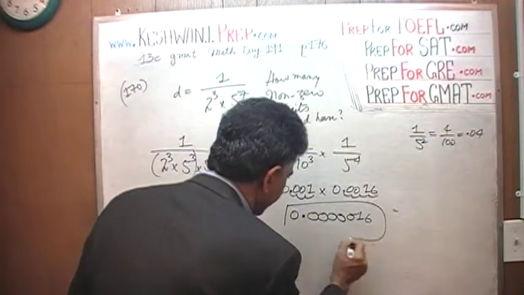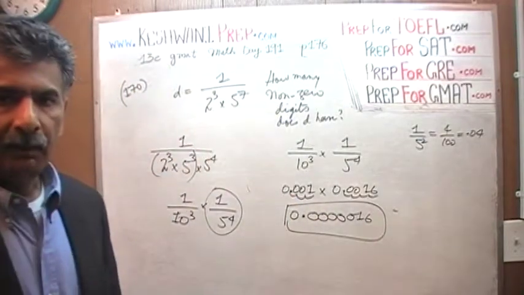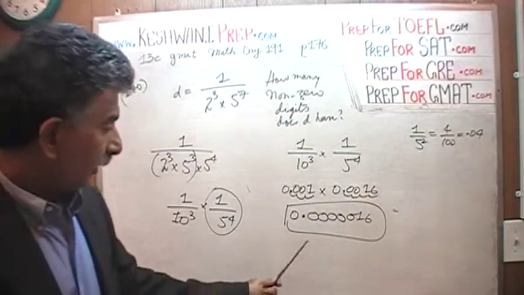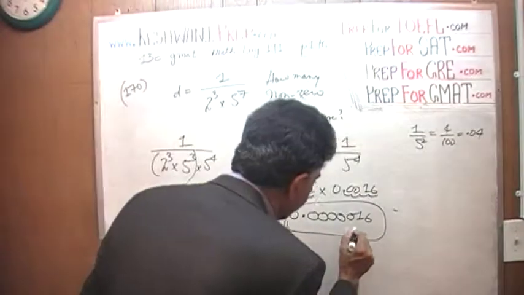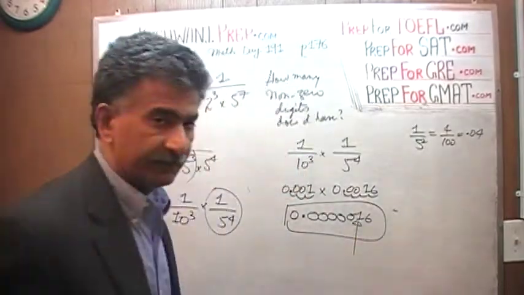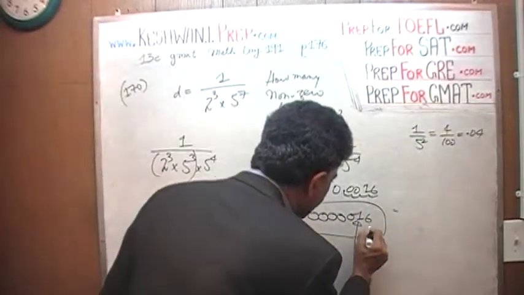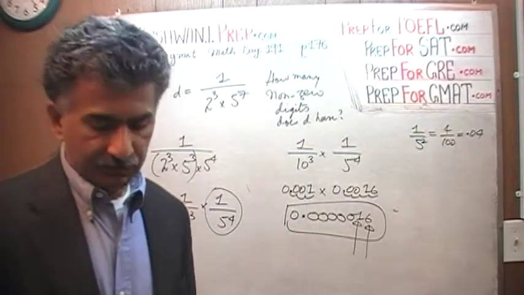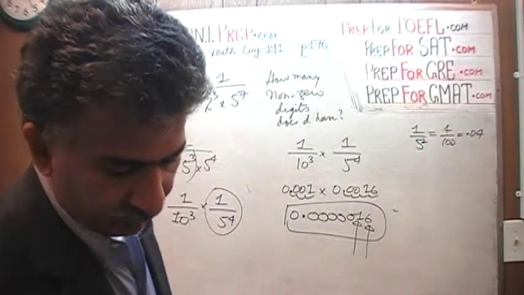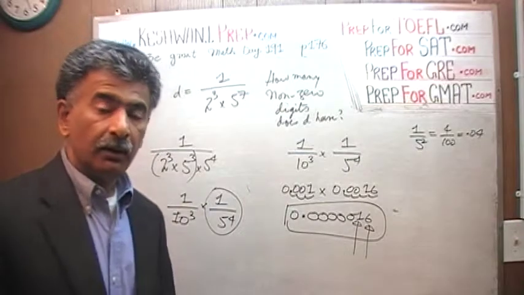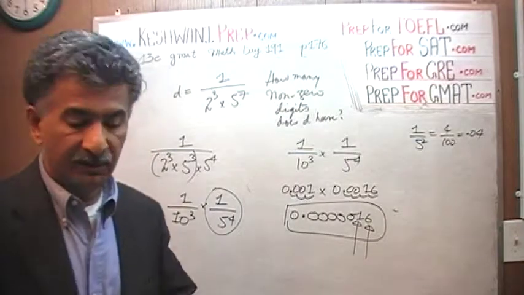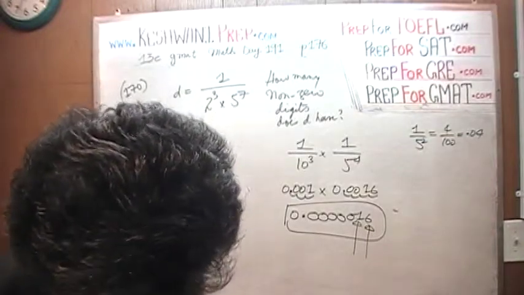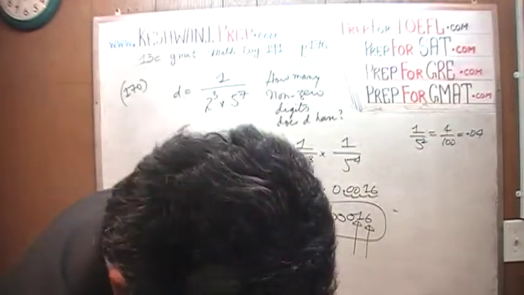That's our final answer. And how many non-zero digits do you see there? Well, I see only two. These are all zeros. The only non-zero digits that I see are 1 and 6. There you go. The question was, how many non-zero digits is this fraction going to have if you were to express it as a decimal? The answer is 2, the 1 and 6. And that's answer choice B.